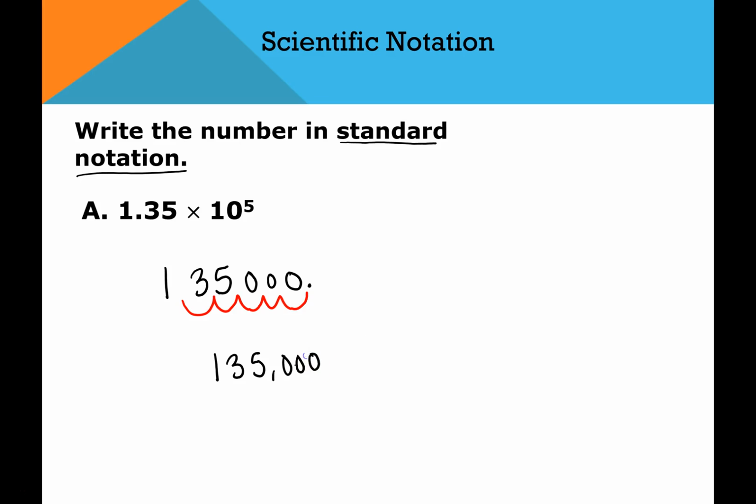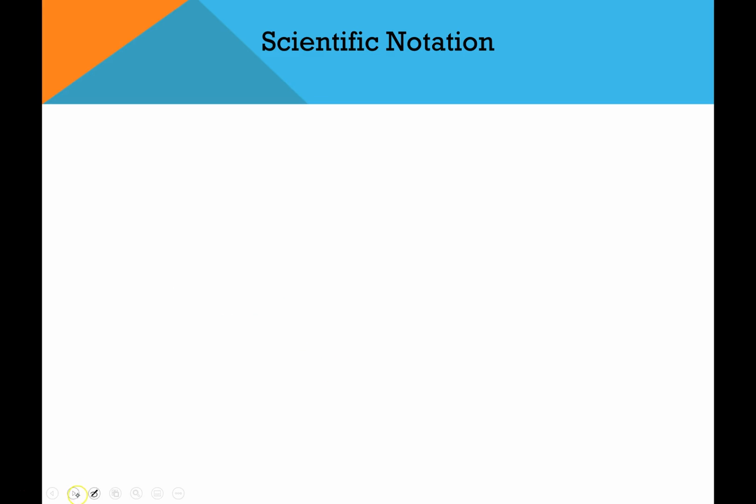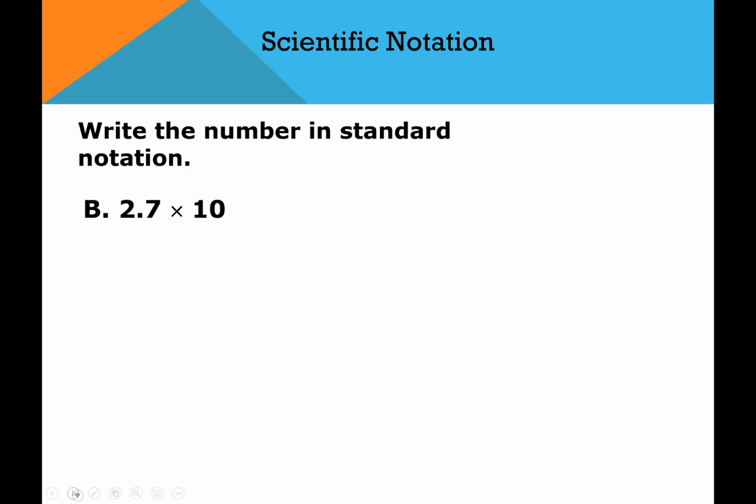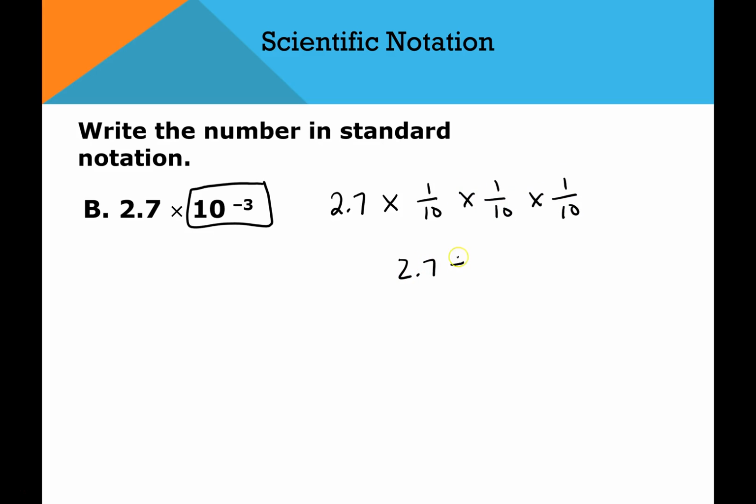All right. Let's try another one. 2.7 times 10 to the negative 3. Well, times 10 to the negative 3 is the same thing as saying 2.7 times 1 over 10 times 1 over 10 times 1 over 10, which is the same thing as saying 2.7 divided by 10, then divide by 10, then divide by 10.